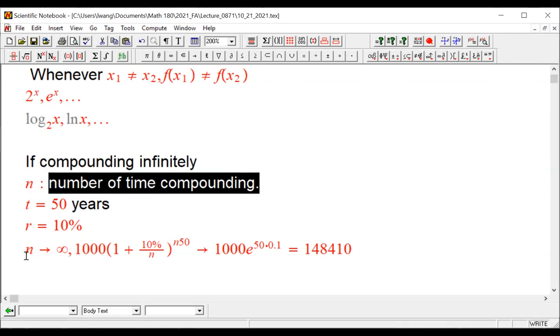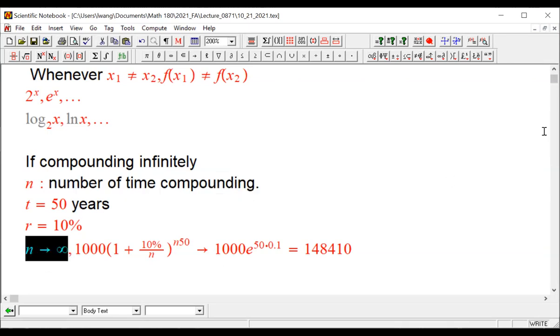Now allow it to compound as many times as possible, so the number of times compounding approaches infinity. So your bank set up the program to compound your money at a 10% interest rate. Every second, every fraction of a second, every nanosecond, they're compounding for you. Even in that case, that's how much you can get. After 50 years, you're not going to have as much as you want. So this is the role of E, mathematically determined.